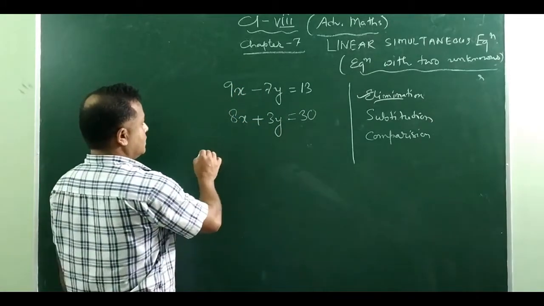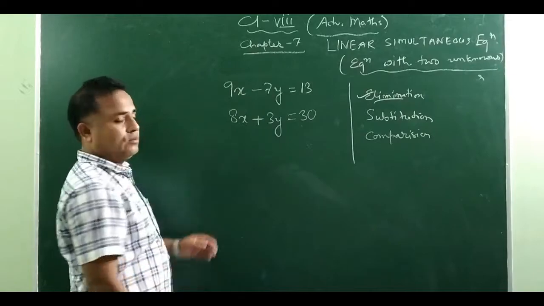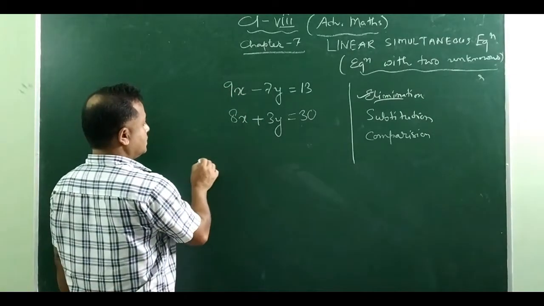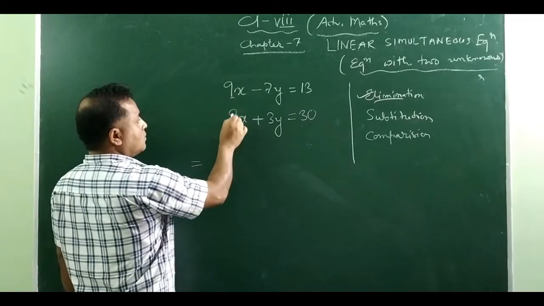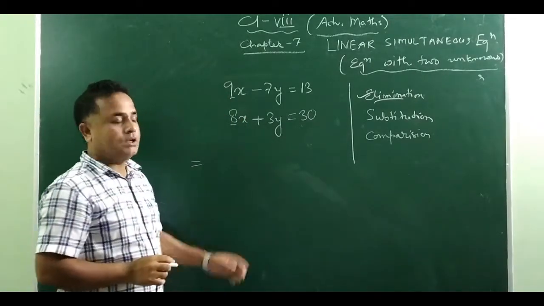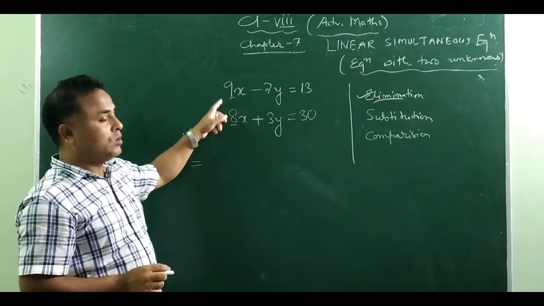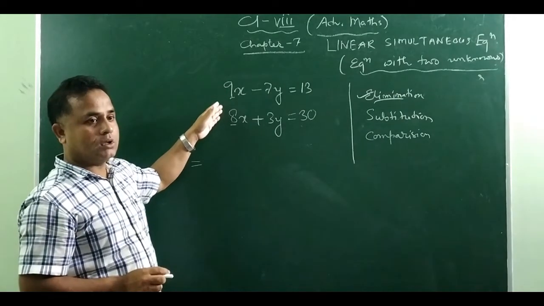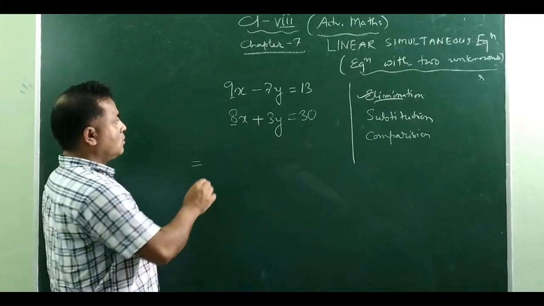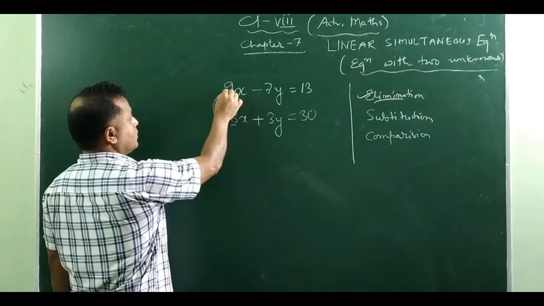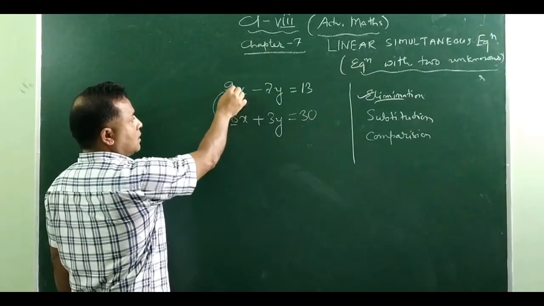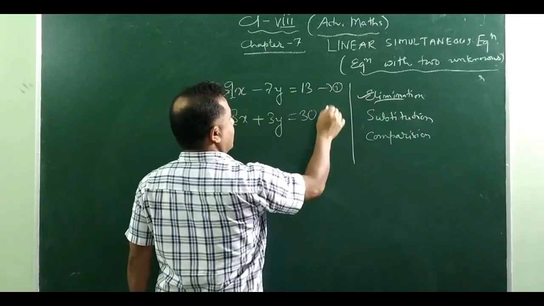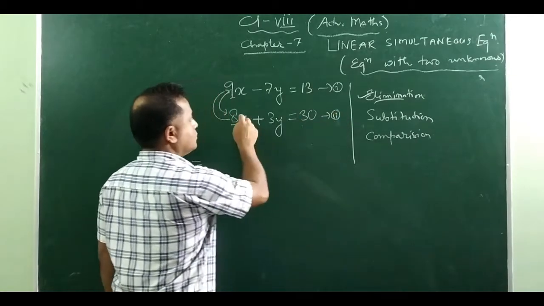So first we will eliminate x. What we need to do is make the coefficients equal. Here 9 and 8 are co-primes, meaning they do not have a common factor. So we will multiply equation 1 by the x coefficient of equation 2, and equation 2 by the x coefficient of equation 1.